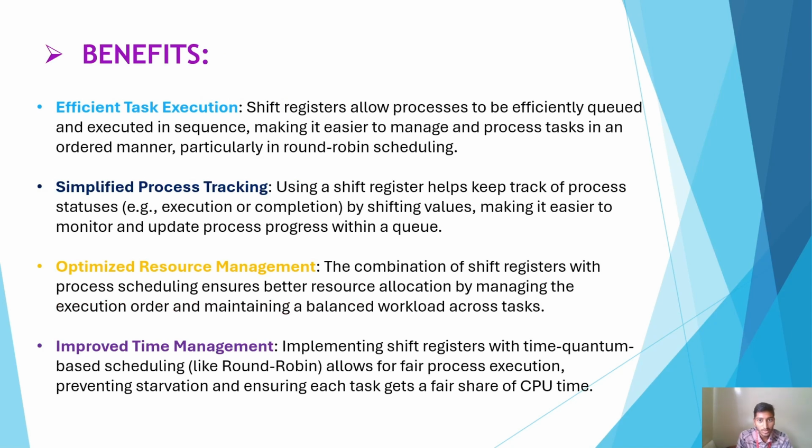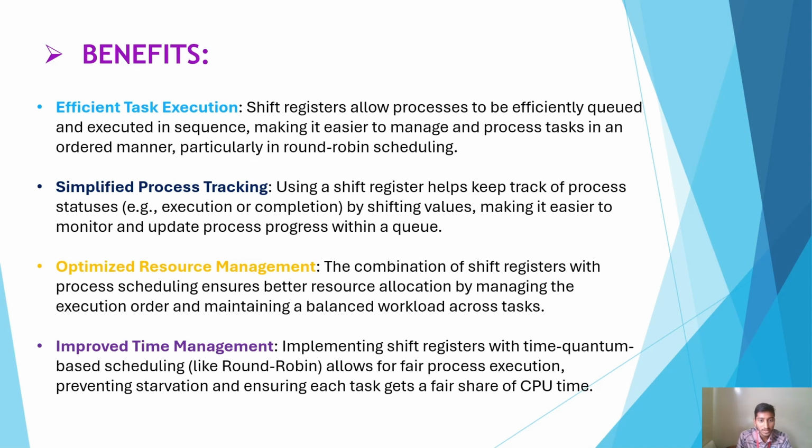Shift registers allow processes to be efficiently queued and executed in sequence, making them essential to manage and process tasks in an ordered manner, particularly in round robin scheduling. Simplified process tracking: shift registers help keep track of process status. By shifting the value, it is easy to monitor and update process progress within a queue.